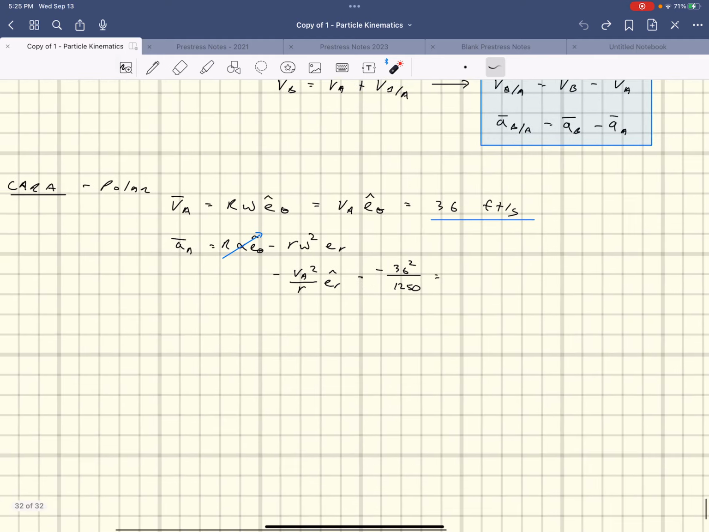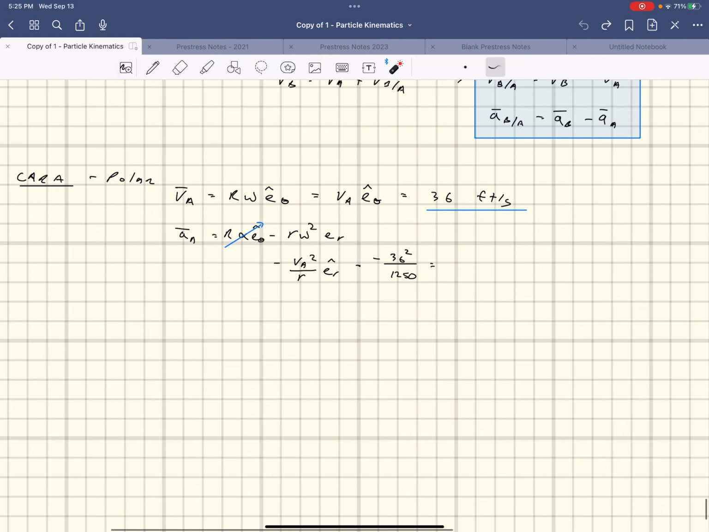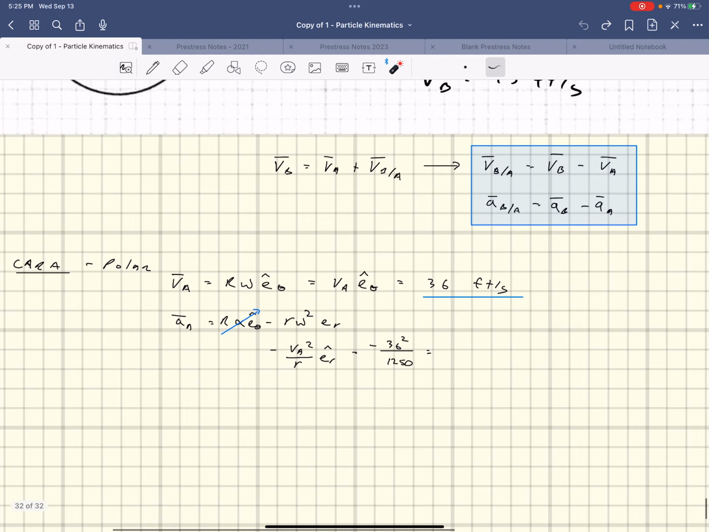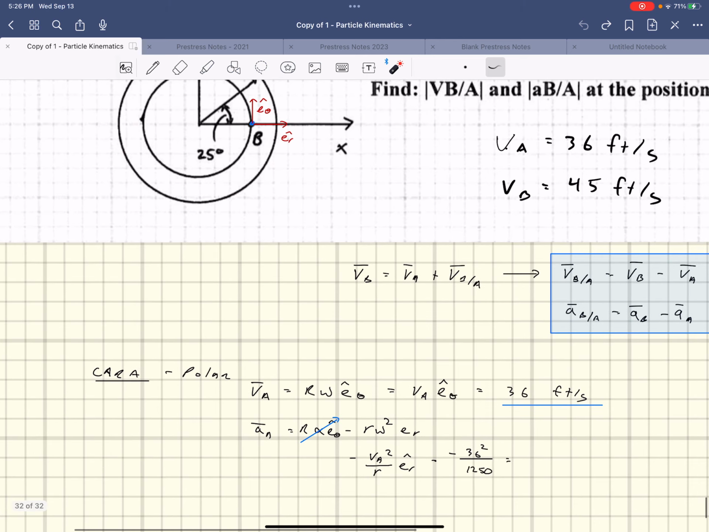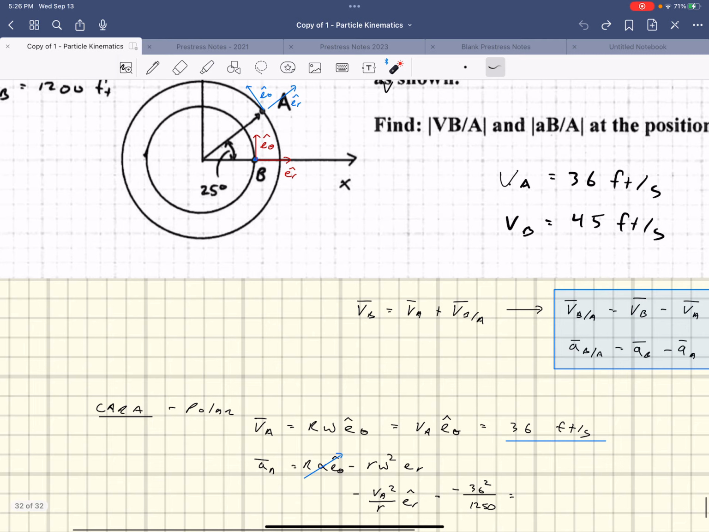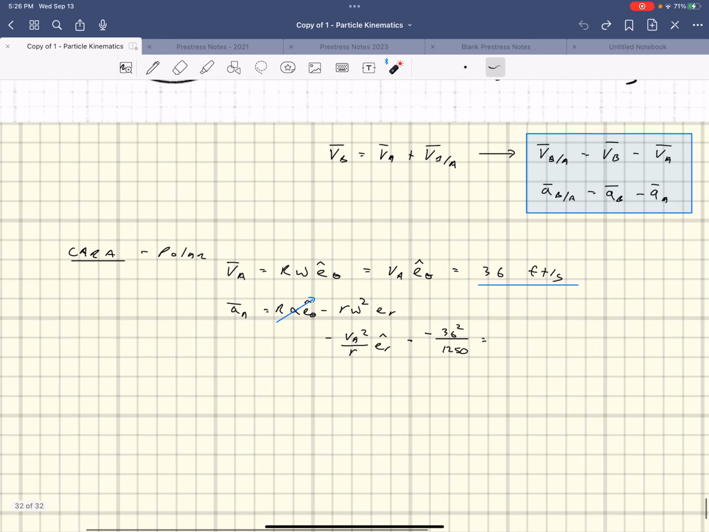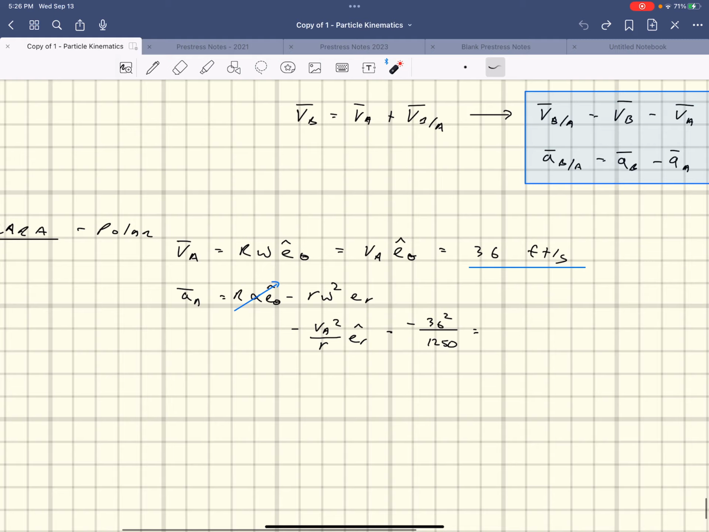Okay, so we were right in the middle of this. We said, all right, let's look at car A. It's easiest to do this one in polar coordinates or normal-tangent coordinates. Either one works, because it's traveling around in a circle. I chose to do polar coordinates for whatever reason. So we're going to define the velocity and acceleration in terms of polar coordinates and then transform them into the other coordinate system.